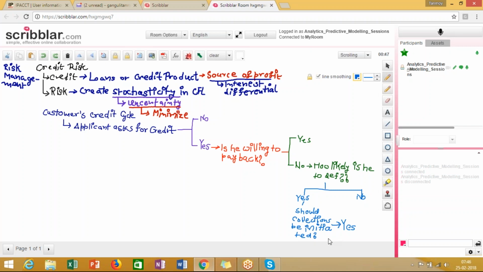So this is what we are trying to do over here. An applicant asks for credit. So the question that comes out is, is he willing to pay back? The next question is, how likely is he or she to default? The next question is, should collections be initiated or not, right? So that is the entire flow that we have over here.